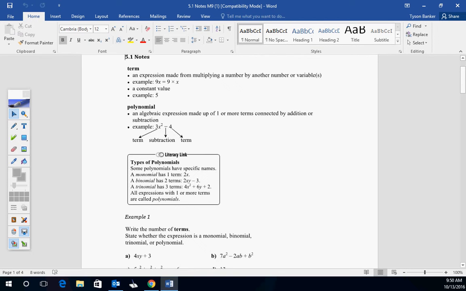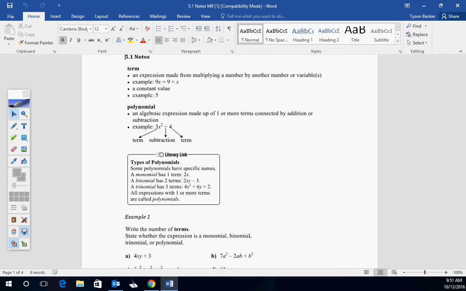A term is an expression made from multiplying a number by another number or variables. So example 9x, or a constant value, so 5. Anything that's like a group, a little product. But also a constant counts as a term as well. A polynomial is an algebraic expression made of one or more terms connected by addition or subtraction. So 3x squared minus 4, that's 2 terms. That's a constant, we just call that a term. A constant's a number without a variable. The word constant means constant. It stays the same. If nothing's on a 5, variable-wise, it'll never change. It's always the 5.